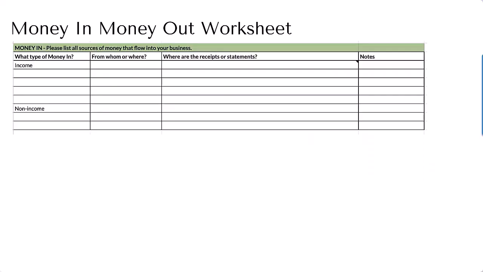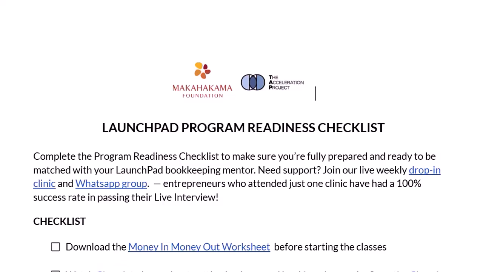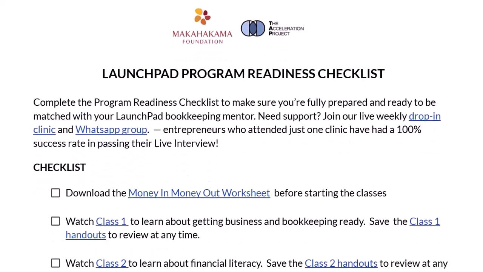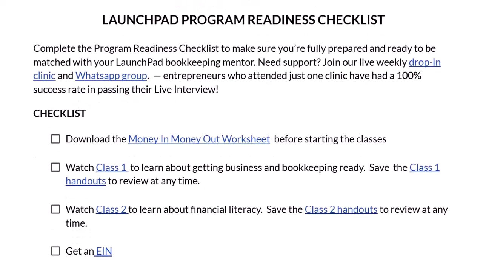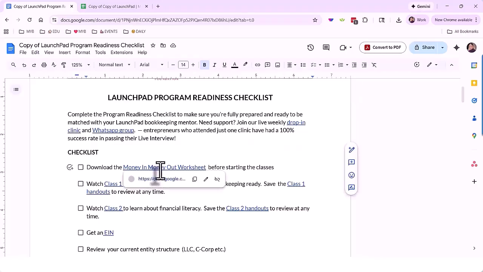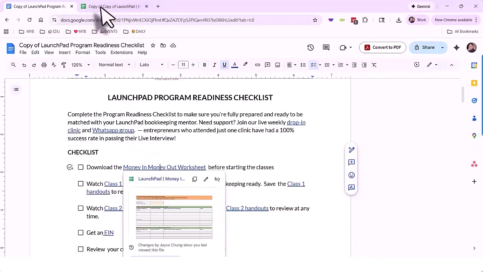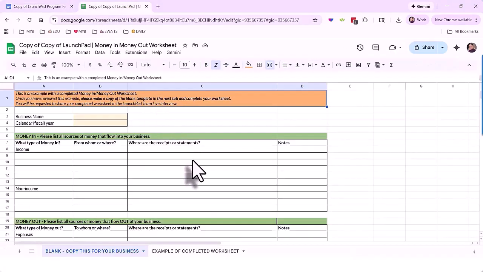So let's go ahead and fill out the first portion of the money in and money out worksheet. As a quick reminder, your money in and money out worksheet is available right inside your LaunchPad Program Readiness Checklist. You'll just click on this link and then make a copy of the money in and money out worksheet. Right now, we're going to focus here on money in.